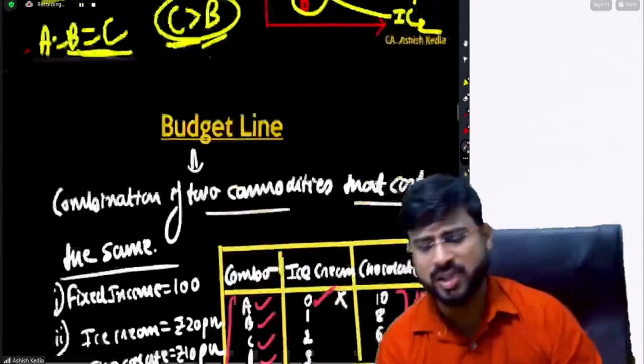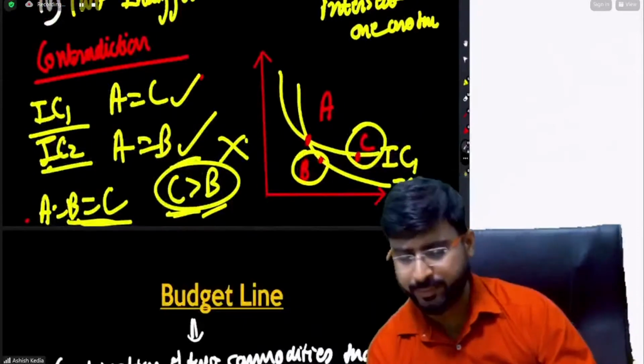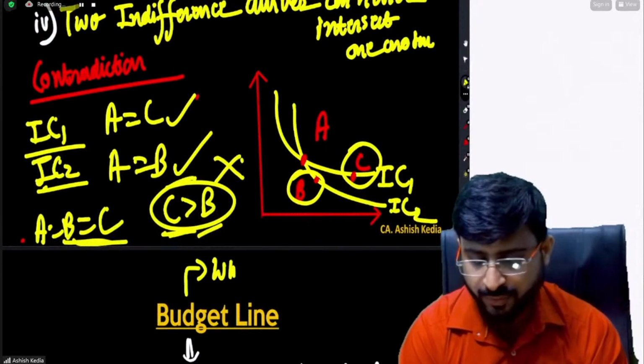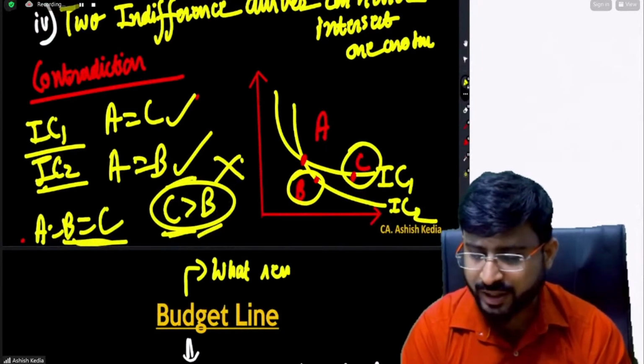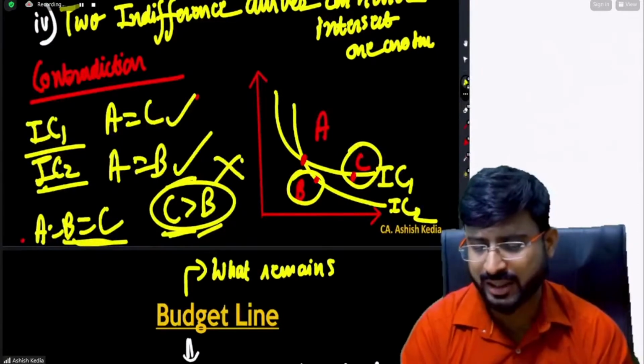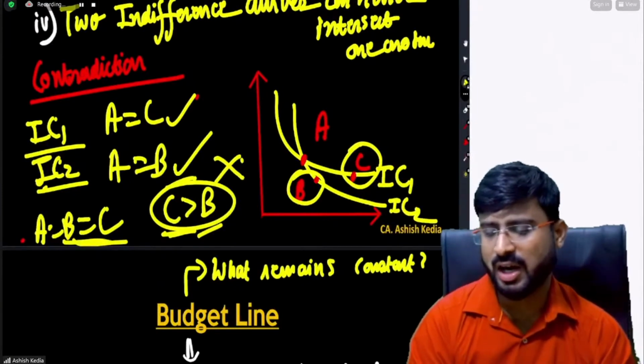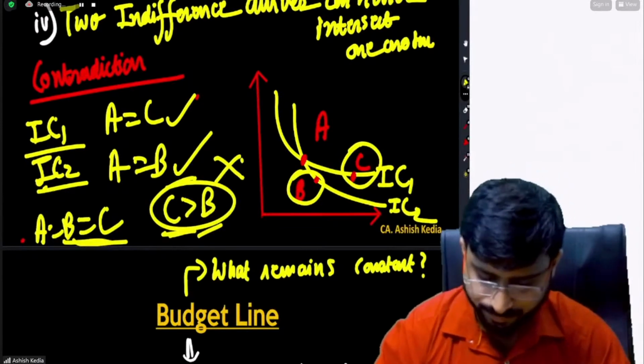So friends, my question to you is, you can take it to be an MCQ question. In budget line, what remains constant? What remains constant in a budget line? Come on, everyone. Answer this one for me. Come on.